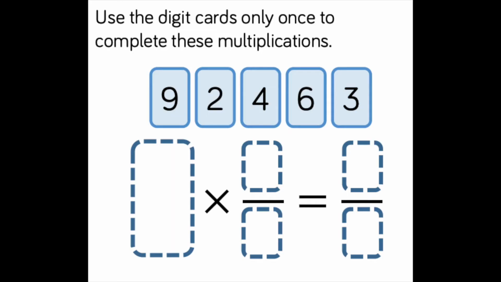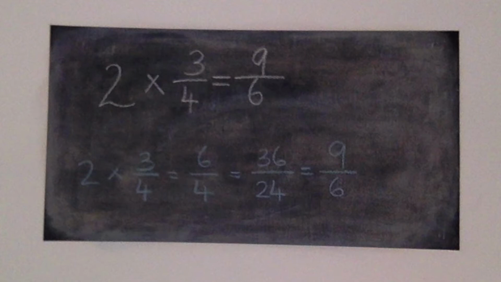Okay, now I'm going to go through yesterday's challenge, which was pretty tricky. You had to use those digit cards to create a multiplication sentence. So the answer that you should have got is 2 times 3/4 equals 9/6. So you had to think outside the box a little bit for this. It's based on the fact that 2 times 3/4, as we know, is 6/4, and then you have to make equivalent fractions like I've done underneath. So you could have got 36/24, which is the same then as 9/6. If you got that, really well done.